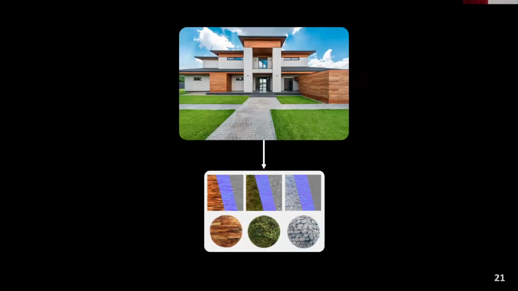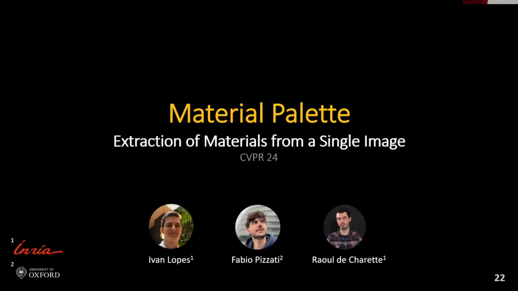And in our case, what we want to solve is the exact setup where we would take an input real-world image and extract the material from that image without having any prior about the geometry or the light. So this is a work named Material Palettes, the work of my PhD student Ivan, also in the back, and also in collaboration with the University of Oxford.